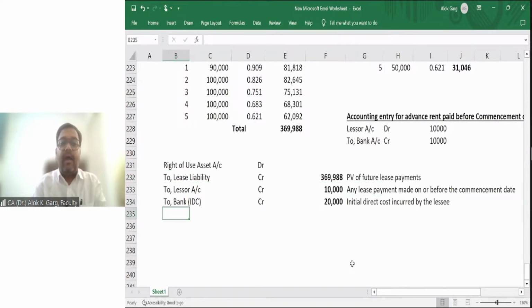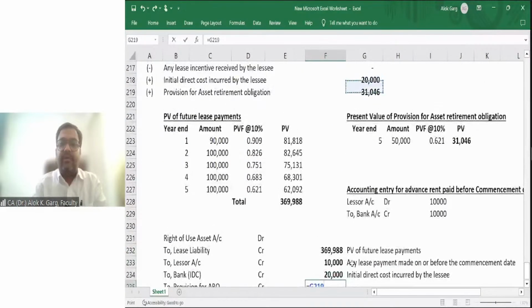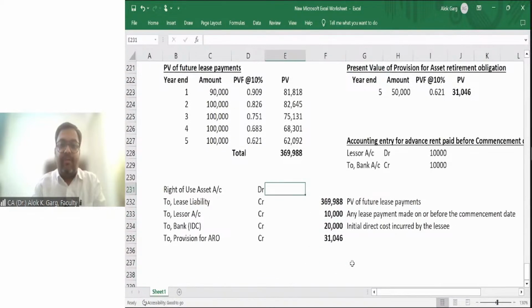Now I have to create a provision for asset retirement obligation. I'm not paying anything today, so I need to create a provision, ARO, credit. By what value? It has to be credited by 31,046. Now my right of use asset has to be debited by all these values: 413,034.